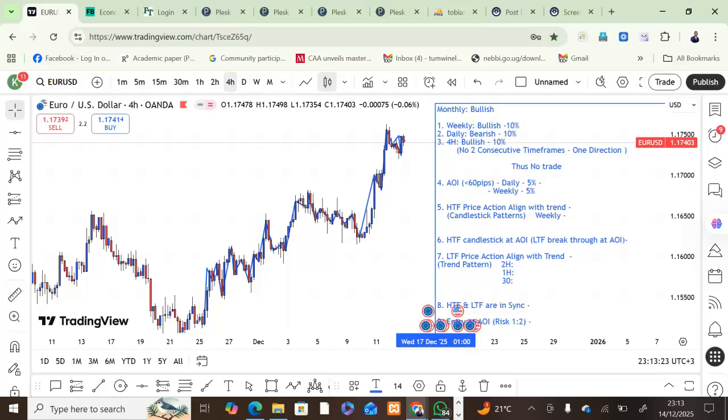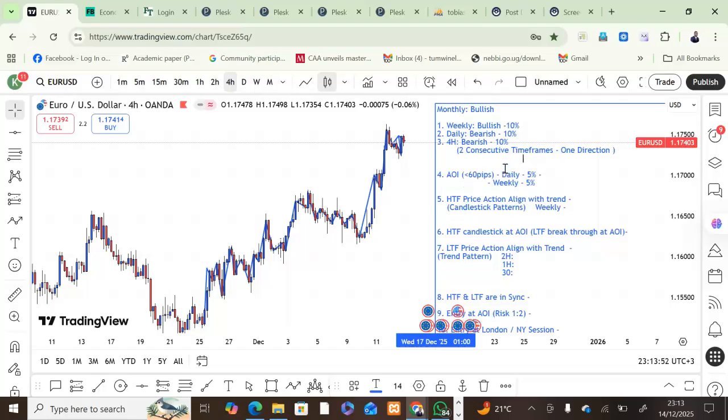But since now we have the list of confluences, we have two consecutive time frames, and you can take the trade. So let's say the 4-hour is bearish. Let's say this was also bearish, and the daily is bearish, the weekly is bullish, then you can take the trade. So on your list of confluences, you will see two consecutive time frames in sync, thus take the trade. The reason is I have at least two time frames in sync.